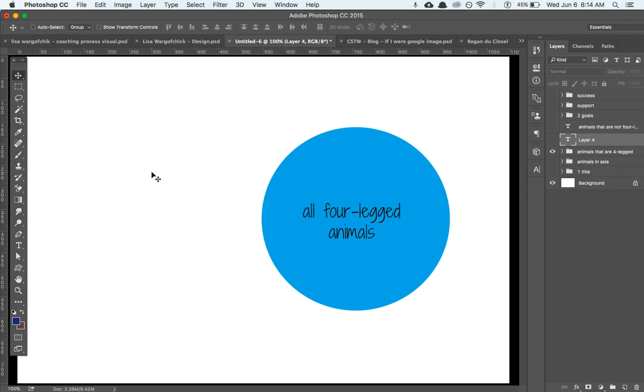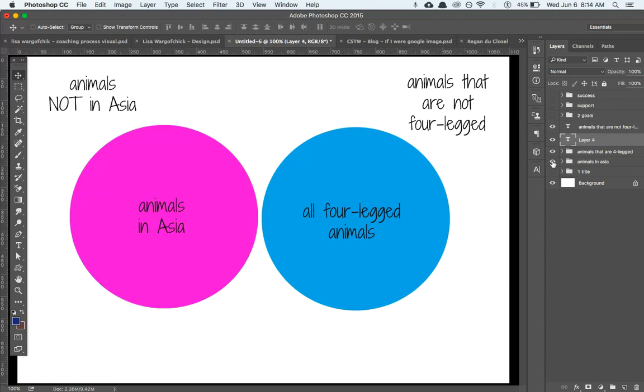You can have a kangaroo. It's got 2 legs and 2 arms. So you have animals that are 4 legs and animals that do not have 4 legs. So outside of the circle are animals that are not 4-legged. Okay, so basically I've just shown you 2 different collections. The animals that are in Asia and animals not in Asia, 4-legged and not 4-legged.